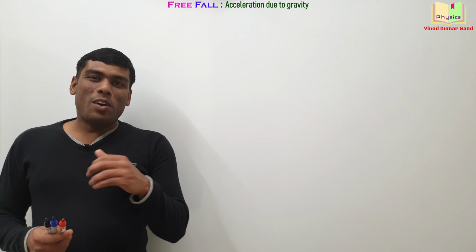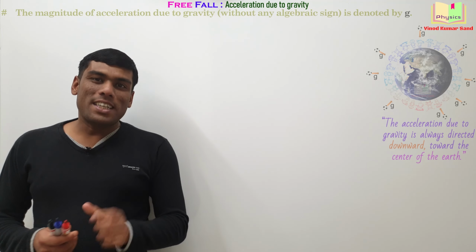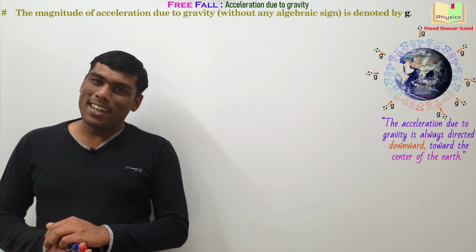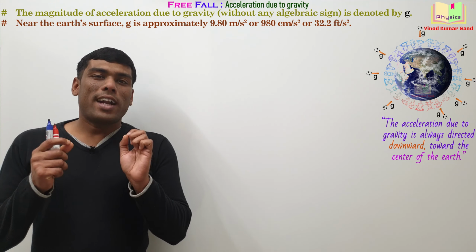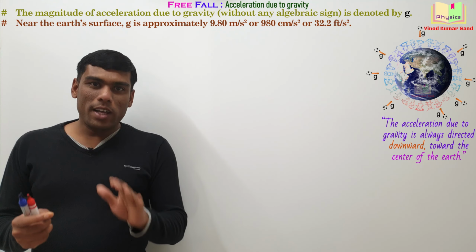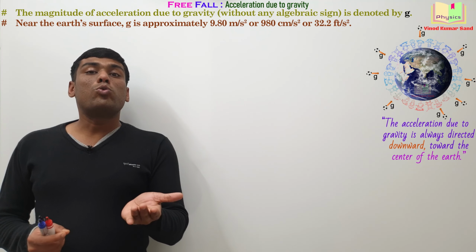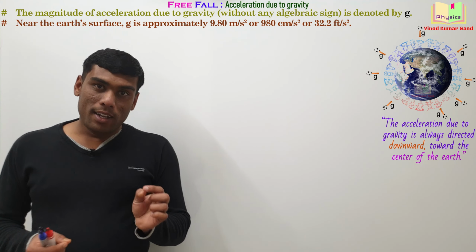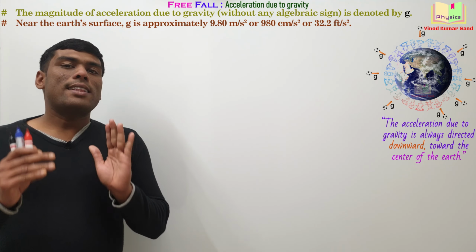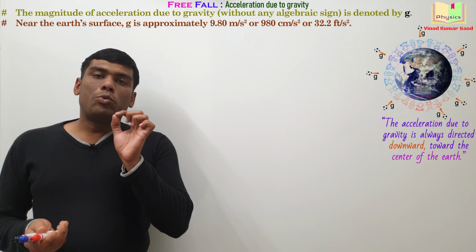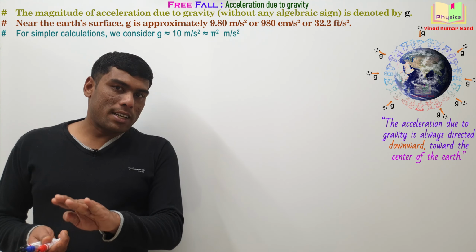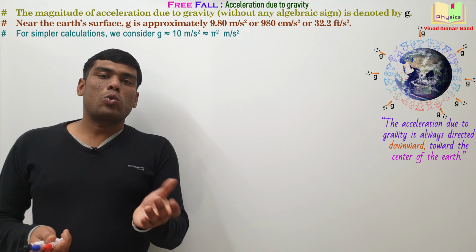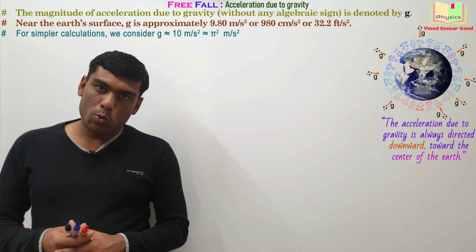The magnitude of acceleration due to gravity near the Earth's surface is taken as 9.8 meter per second square, or 980 centimeter per second square, or 32.2 feet per second square. Okay. For making the computation simple, we consider g approximately equal to 10 meter per second square or pi square meter per second square.